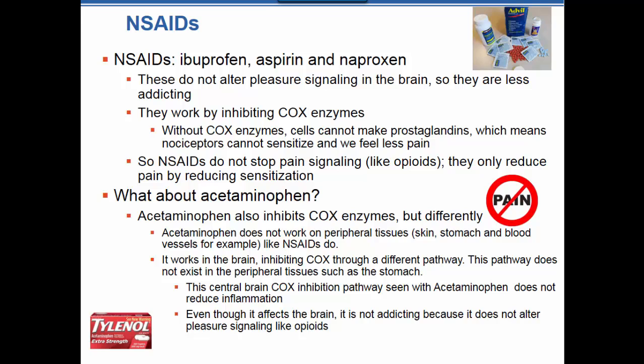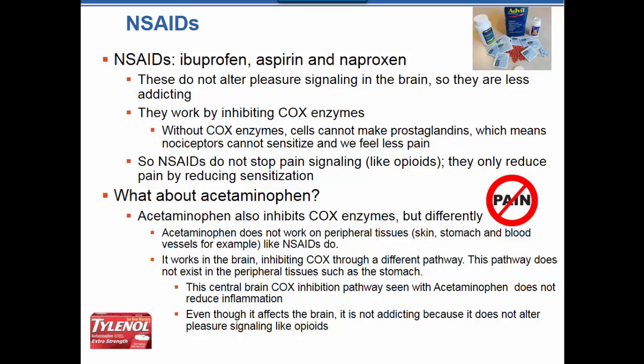Now let's take a look at some of the pain relievers that are less addicting, like NSAIDs. NSAIDs are non-steroidal anti-inflammatory drugs. What this means is they're not steroids, like cortisol, and they are anti-inflammatory in nature, meaning they reduce inflammation. They include what's commonly known as ibuprofen, aspirin, and naproxen. For those of you that aren't familiar with naproxen, that's what we think of as Aleve. These do not alter pleasure signaling in the brain, so they are less addicting.